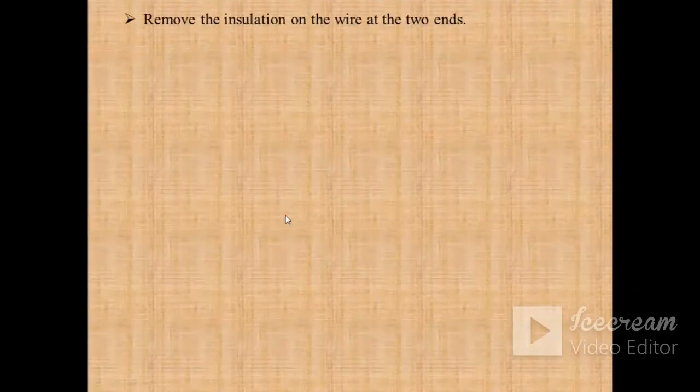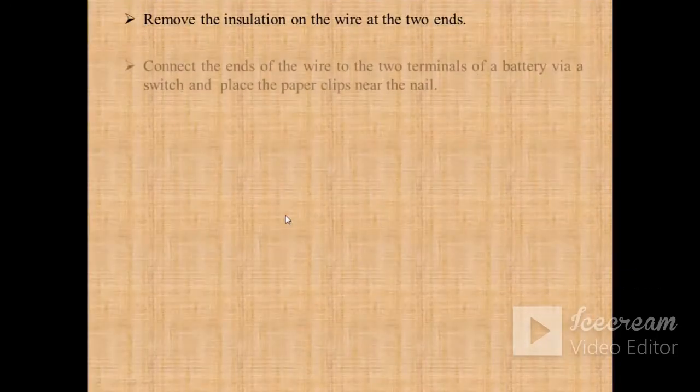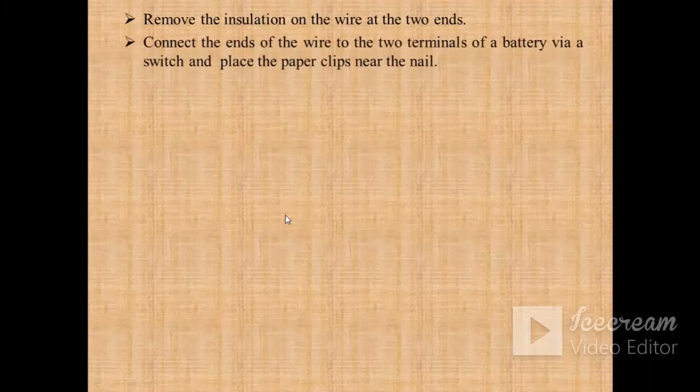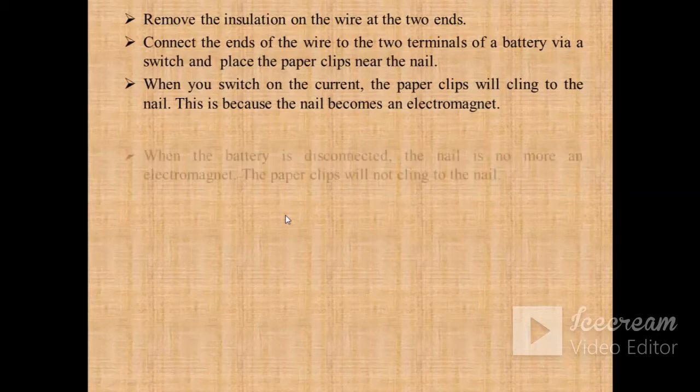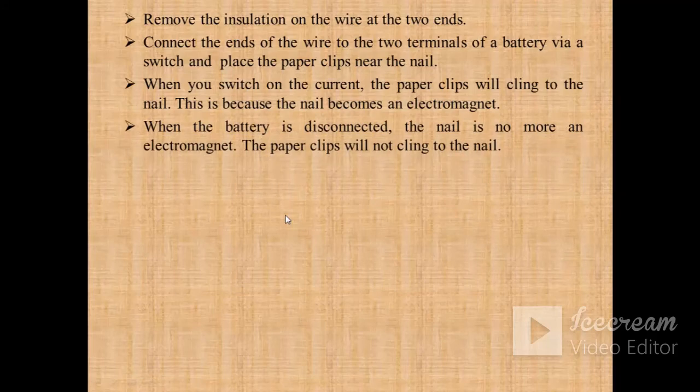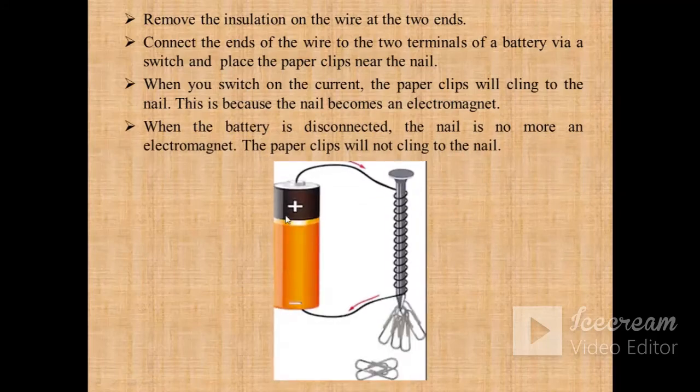Next, you have to remove the insulation on the wire at the two ends and connect the ends of the wire to the two terminals of the battery via a switch and place the paper clips near the nail. When you switch on the current, the paper clips will cling to the nail. This is because the nail becomes an electromagnet, and when the battery is disconnected, the nail is no more an electromagnet and the paper clips will not cling to the nail.